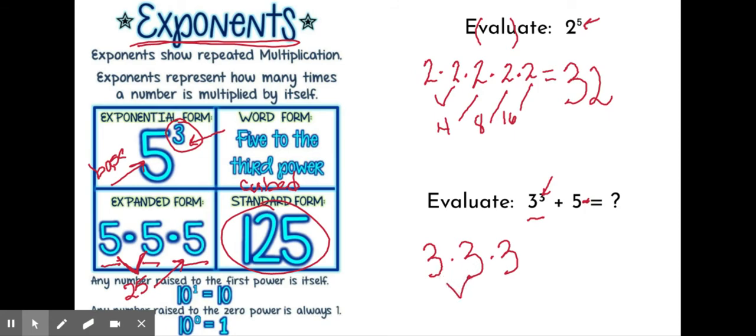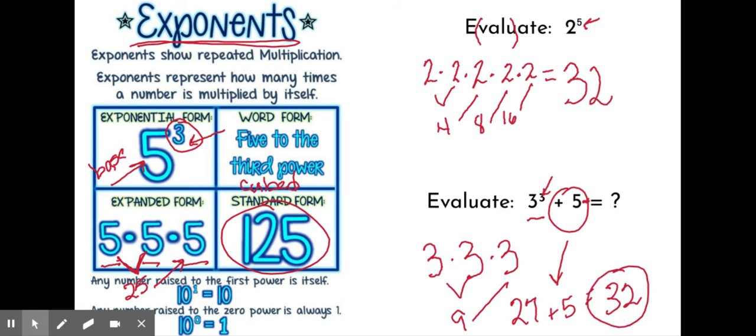3 times 3 is 9. 9 times 3 is 27. And here's where we're going to bring that in. 27 plus 5 means that this entire equation is worth 32.